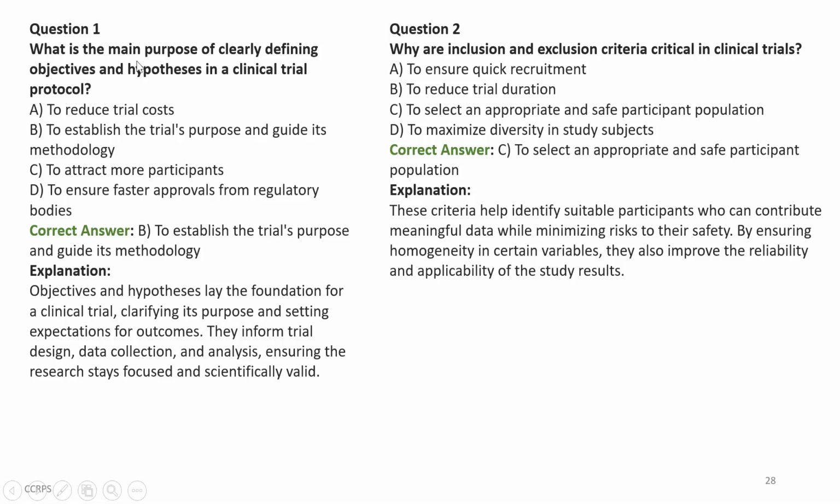Question 1, what is the main purpose of clearly defining objectives and hypotheses in a clinical trial protocol? B is the most appropriate answer, to establish the trial's purpose and guide its methodology, as objectives and hypotheses lay the foundation for a clinical trial, clarifying its purpose and setting expectations for outcomes. Question 2, why are inclusion and exclusion criteria critical in clinical trials? C is the most appropriate answer, to select an appropriate and safe participant population, as these criteria help identify suitable participants who can contribute meaningful data while minimizing risks to their safety.